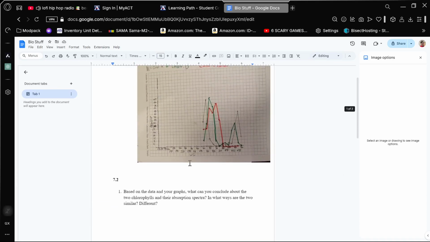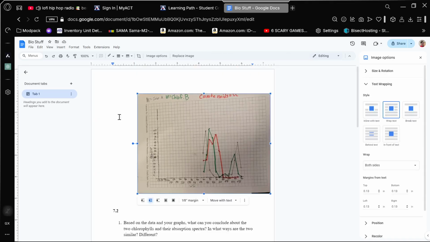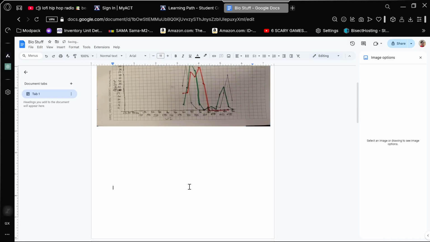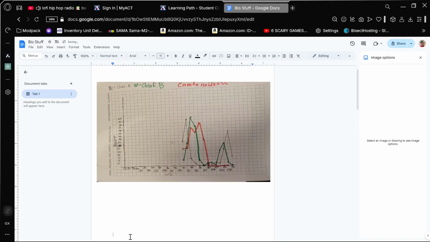So we're gonna start. After you do the graphs, it should look a little something like this. I just took a screenshot of what I did, and I deleted it. But yeah, it should look a little something like this. It'll be a lot easier because you'll have the paper in front of you. So let's get started.